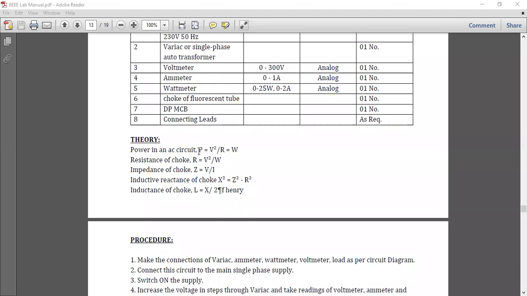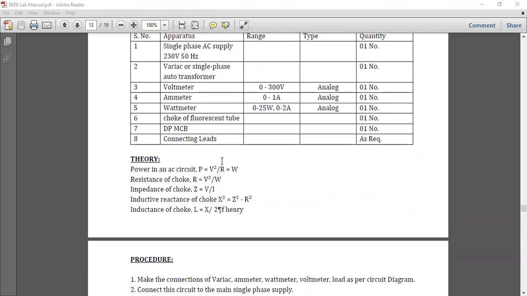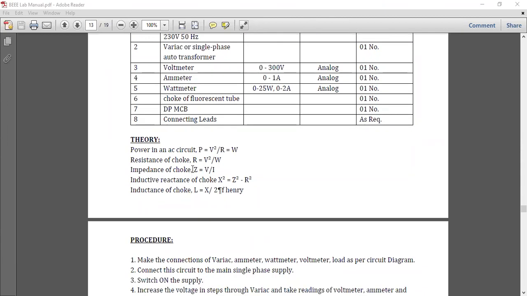And from this we know P, we know V, that is taken from the readings. P is taken from wattmeter, V is taken from voltmeter, and by using this formula you can easily calculate the resistance. So resistance is given by V square by P, or you can also write W, W means wattage. Now next there is another symbol, Z is equals to V upon I. Z is the impedance, because here we are going to use the RL series circuit. So that's why we are going to use the symbol Z as an impedance.